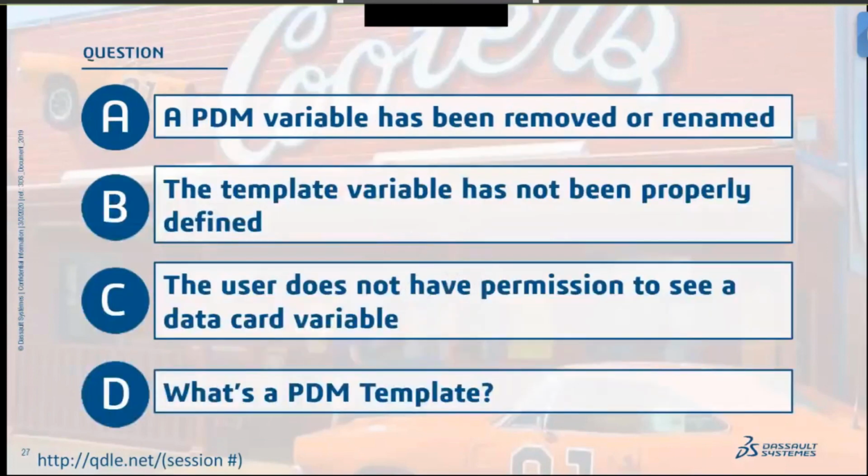All right, so A, a PDM variable has either been removed or renamed. B, the template variable has not been properly defined. C, the user does not have permission to see the data card variable. Or D, what exactly is a PDM template to begin with?